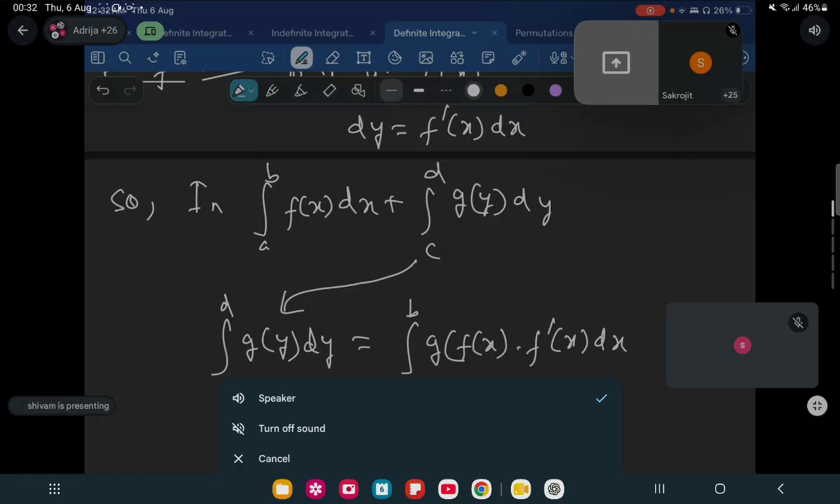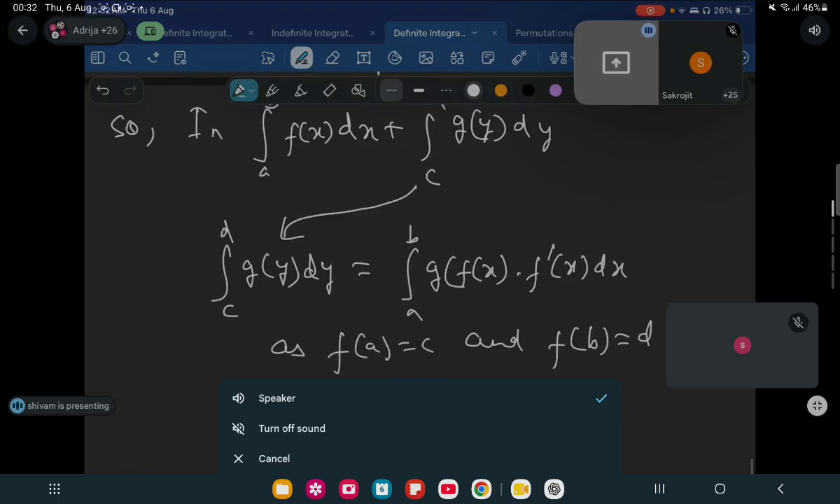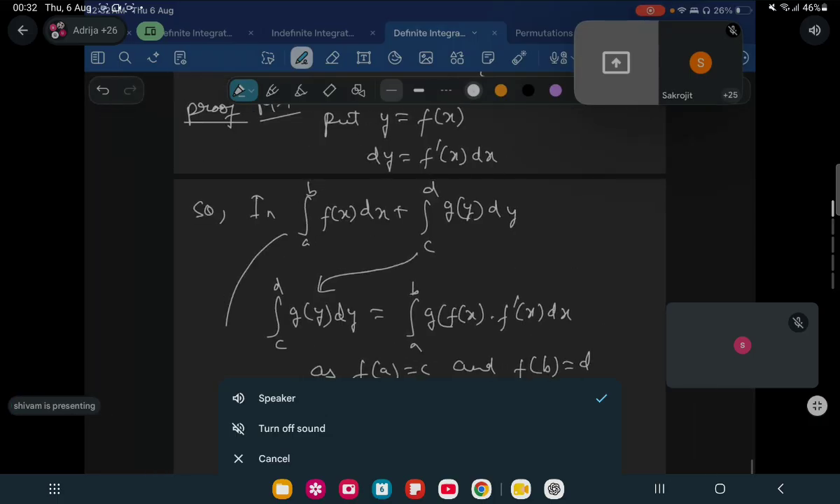As f of a equal to c and f of b is equal to d. Right. If you are having any doubt, you can ask me. Sir, can you explain this line again? Yes. Again, Ujan, pay attention.